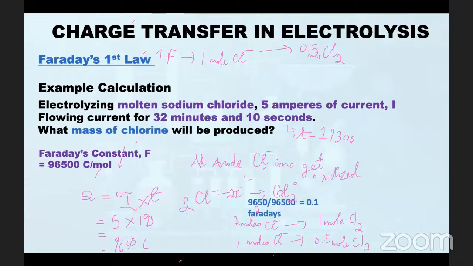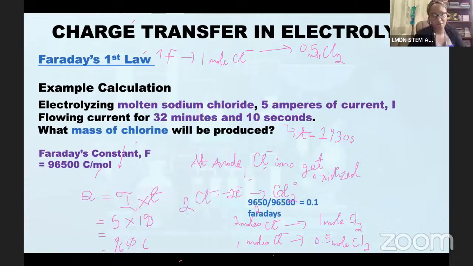Okay, so now we have to find out how many Faradays we actually have, because that 1 Faraday is a hypothetical situation. As the equation is written, 1 Faraday is needed to discharge 1 mole of chloride ions, which will give us 0.5 moles of chlorine molecule. But we don't have 1 Faraday. Oftentimes we don't have the basis as to what they're giving us. We have exactly what the question tells us that we have.